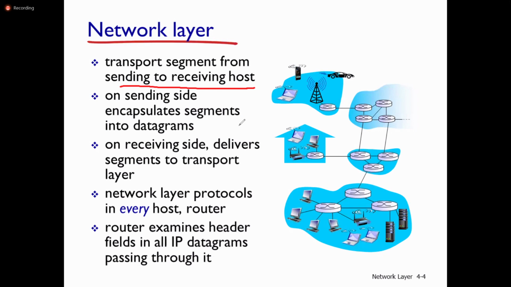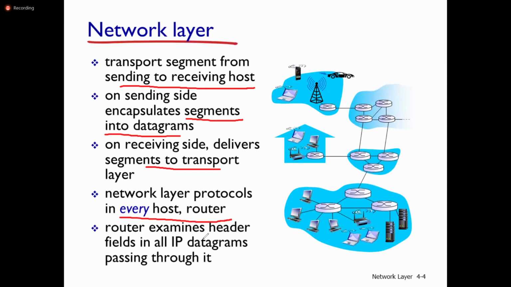So here, at the sending side, it encapsulates segments into datagrams. The segments are coming from the transport layer. The segments are encapsulated into datagrams at the sending side. On the other side, at the receiving side, it delivers the segments to the transport layer. So at the sending side, the data is coming from the transport layer to the network layer. At the receiving side, the segments are handed over to the transport layer. So there are network layer protocols in every router as well as host device. Every host device as well as router device consists of network layer protocols.